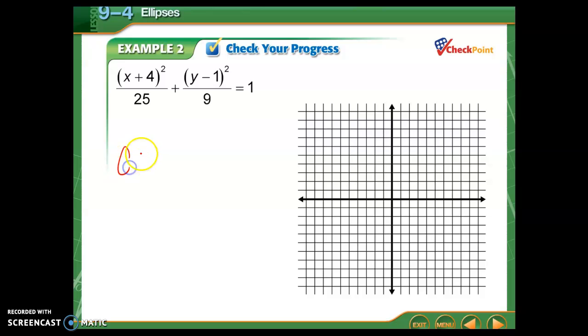So center is -4, 1. X is written first, so that means it's going to be longer horizontally. And then square root of 25 is 5. Square root of 9 is 3. So -4, 1. I'm going to go left 5, 1, 2, 3, 4, 5. Right 5. Did that opposite of what I said. Up 3 and down 3, and then connect. All right, that is the ellipses.